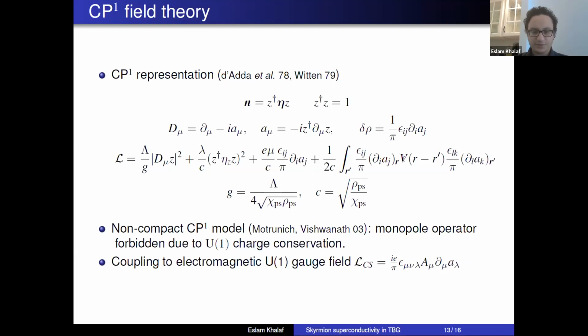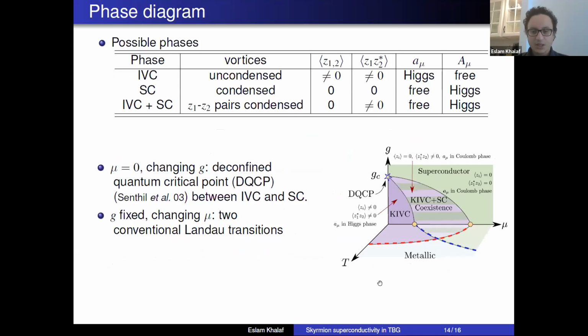So the phase diagram of this theory looks as follows. We have three phases. One is a pure IVC phase. In this phase, these bosonic z variables are ordered. They have a finite expectation value. Another way to say this is that their vortices are uncondensed, because the vortices would disorder their phase. And the IVC order parameter itself is given by this expectation value of z1 z2 star. Saying that z are ordered means that a-mu is in the Higgs phase, or the dual electromagnetic field is in the free phase. So this is the non-superconducting or normal phase.